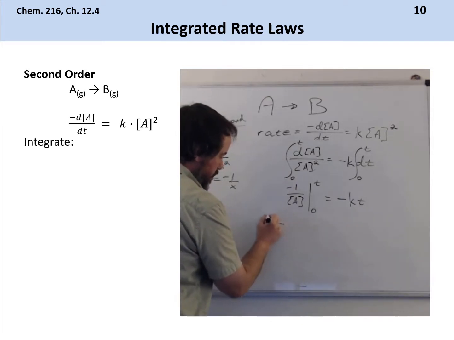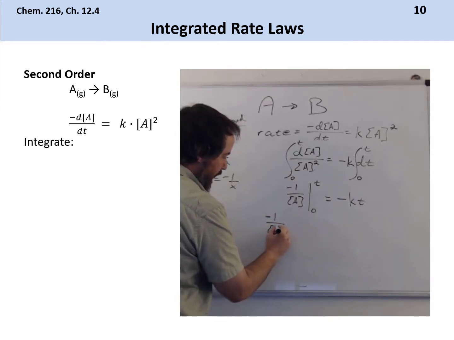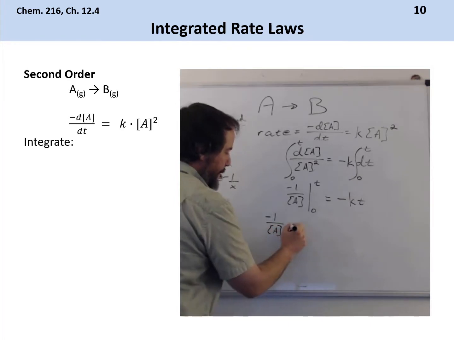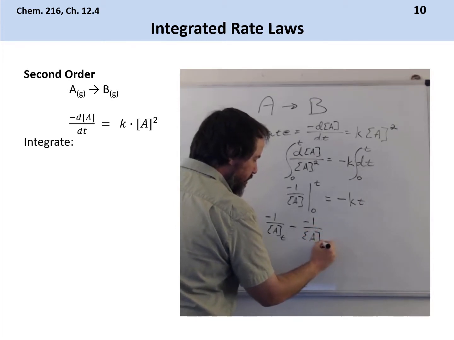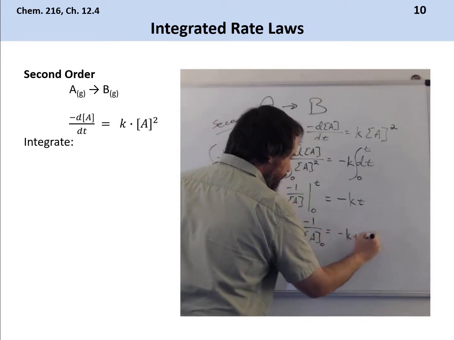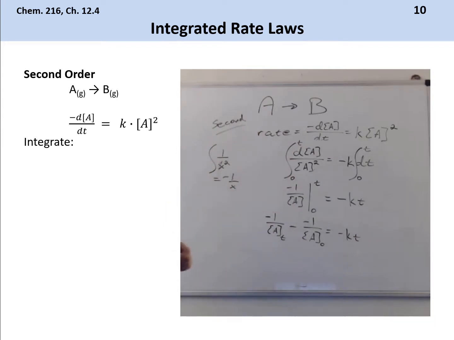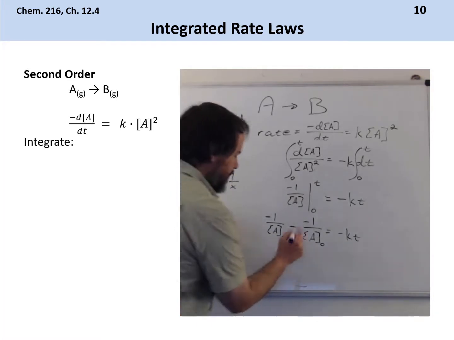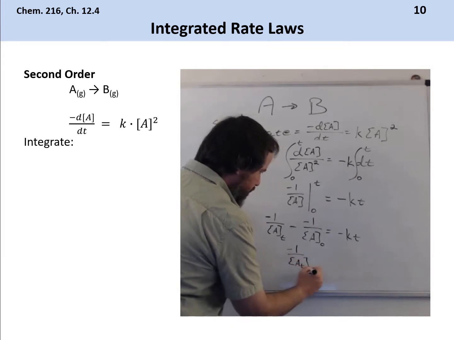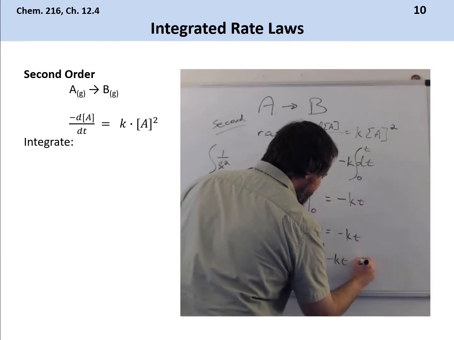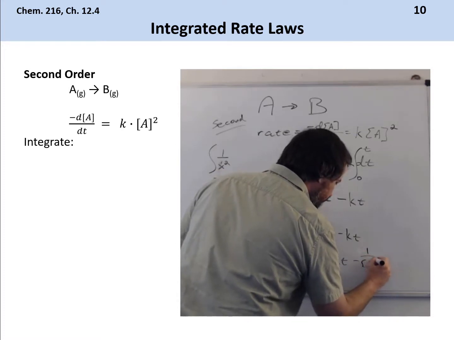Okay? So what that's going to give me is negative 1 over A at time t minus negative 1 over A naught equals negative kt. I'm going to rearrange this and say negative 1 over A at time t equals negative kt minus 1 over A naught.